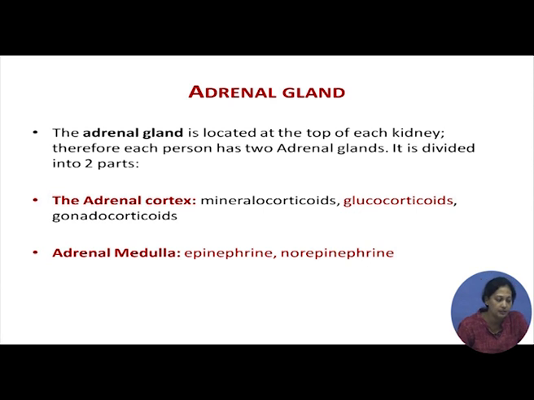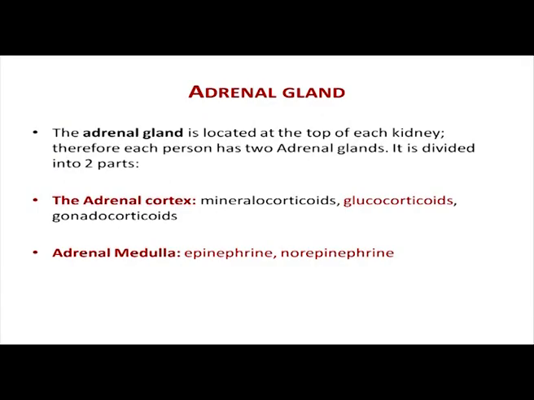The adrenal cortex secretes mineralocorticoids, glucocorticoids and gonadocorticoids. Gonadocorticoids are related to growth, and in this case our more important hormone that is related to stress is the glucocorticoids. The adrenal medulla secretes two primary hormones known as epinephrine and norepinephrine, which we discussed earlier, also known as adrenaline and noradrenaline, as they are secreted from the adrenal gland.